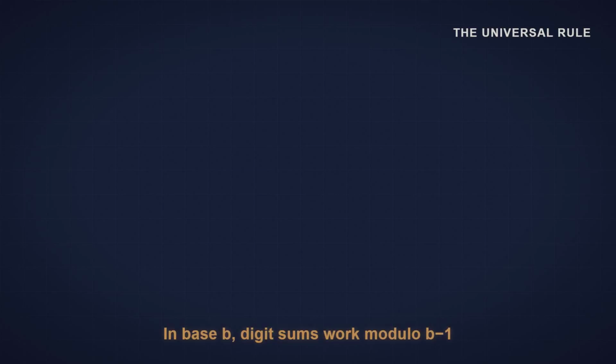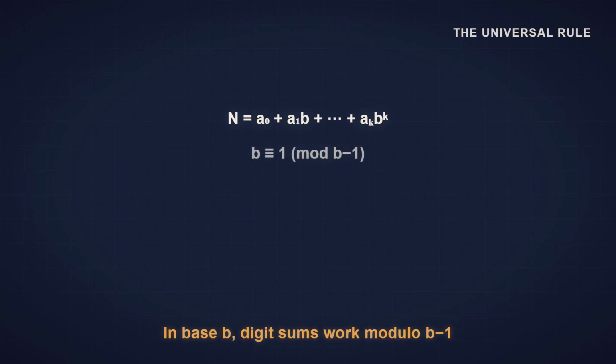In any base b, place values are powers of b. Modulo b minus 1, the base itself equals 1, so every power of b equals 1. Therefore, adding the digits tests divisibility by b minus 1. In base 8, digit sums test divisibility by 7.